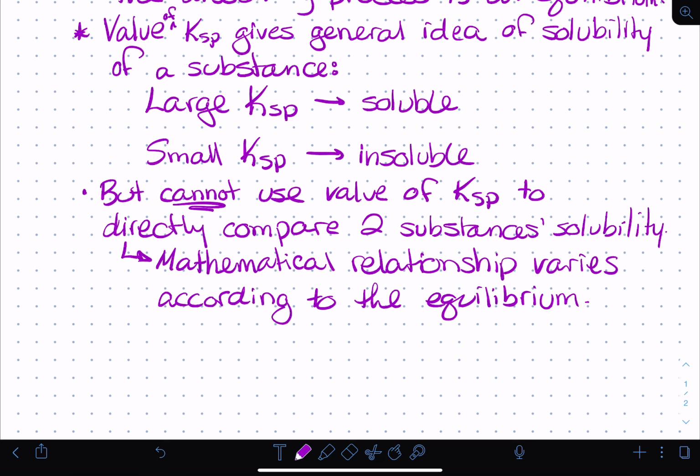In order to actually compare two things directly, we need to actually calculate the value of the solubility. And we can do that using an ice table.